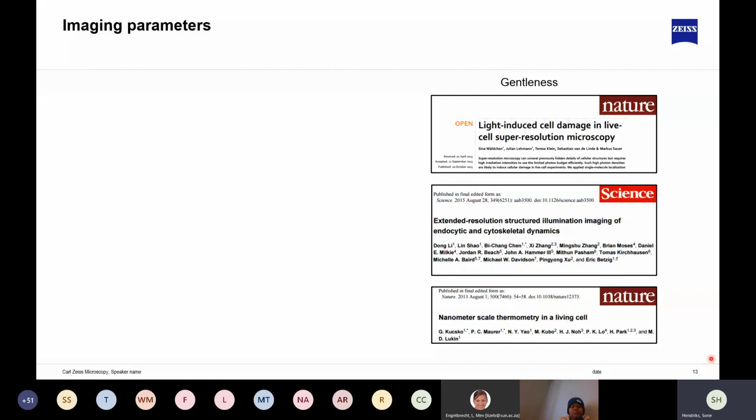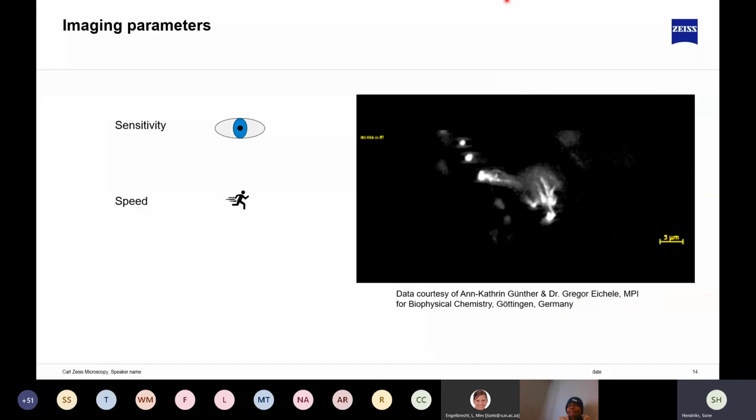So the signal to noise, together with gentleness, is what we are going to refer to as system sensitivity. Right. So if you have a sample that bleaches fast or live cells that can be susceptible to phototoxicity, then you want a system that is very sensitive. And this is one of the first considerations.